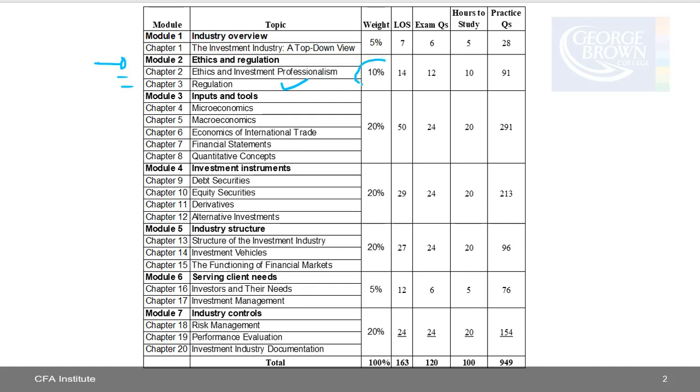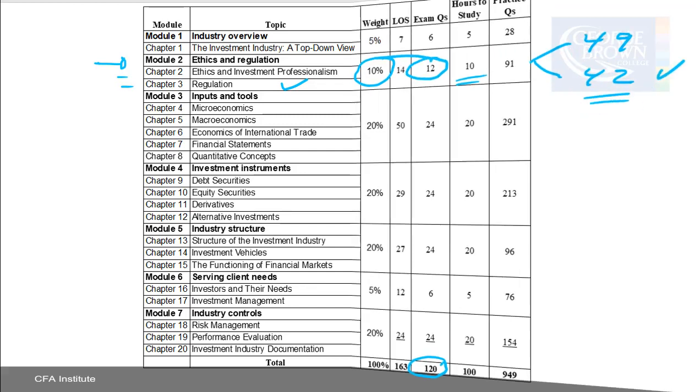Weight on the exam, 10%. That translates into 12 exam questions, because there's 120 exam questions on the 2-hour exam. The estimated time to study this module is 10 hours, and there's 91 practice questions in the learning ecosystem. There's 49 questions for Chapter 2, and there are 42 questions for Chapter 3 on regulation. That's where you're going to spend quite a bit of your time doing the practice questions.